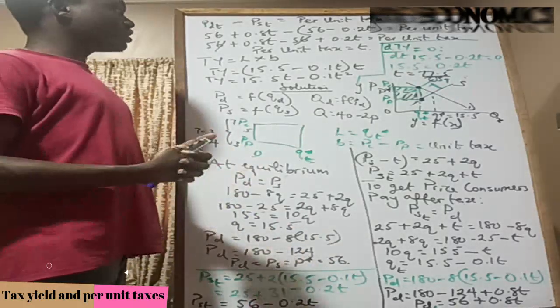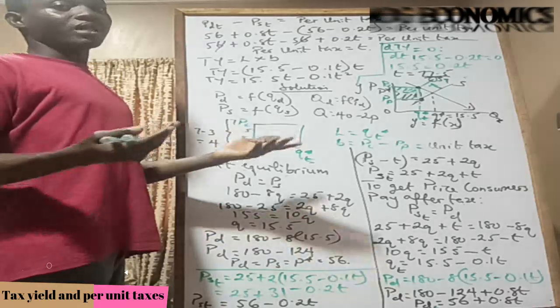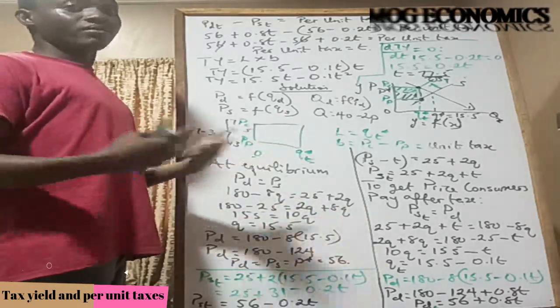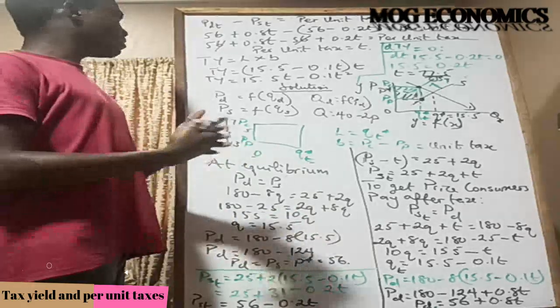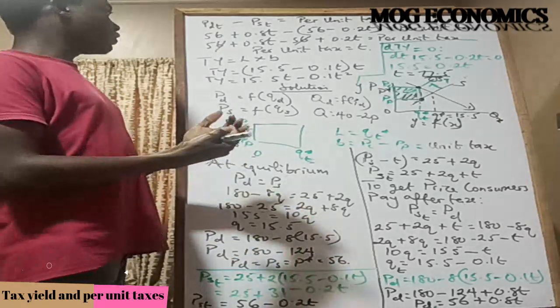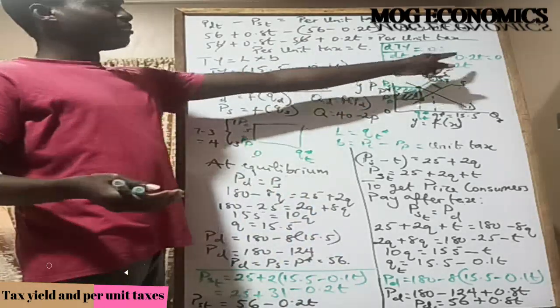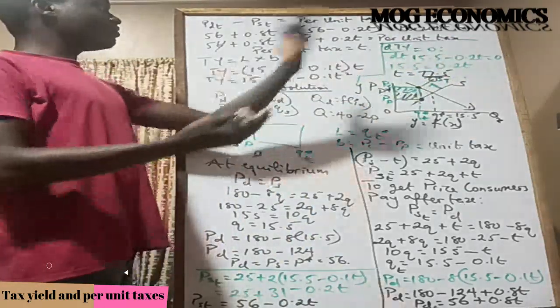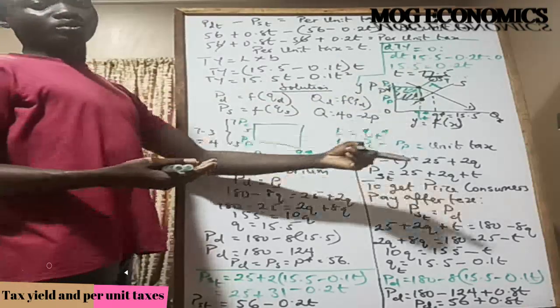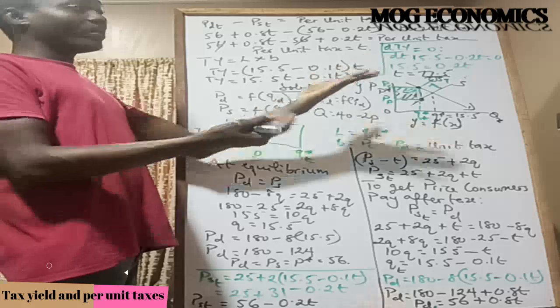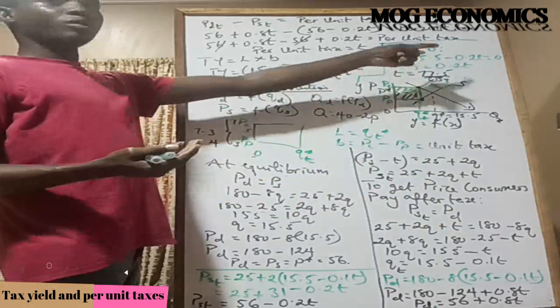And even before you do that, how do you verify if the tax revenue was actually maximized? You can just find the second derivative of this function. This is the first derivative, 15.5 minus 0.2t. So the second derivative of this is going to be minus 0.2. That is d squared TY over dt squared, which gives you minus 0.2, right?